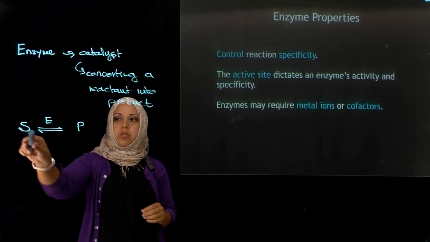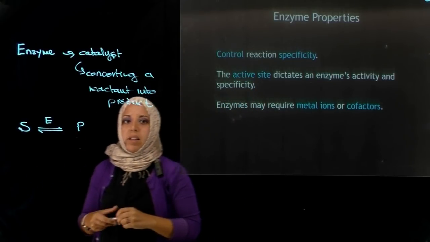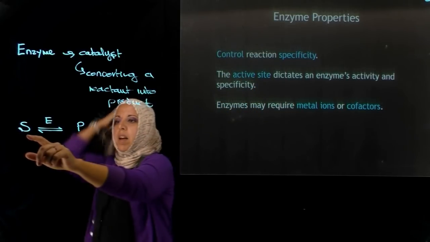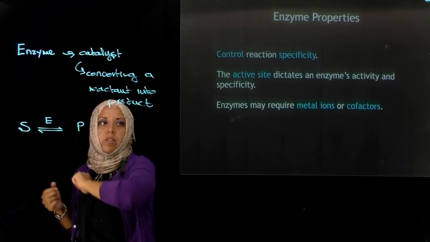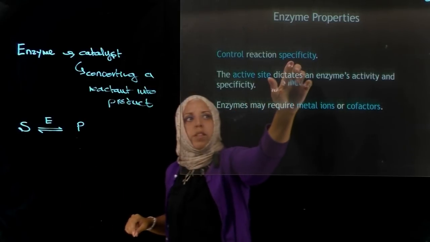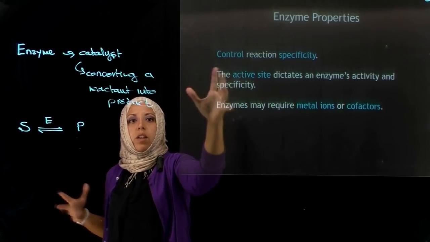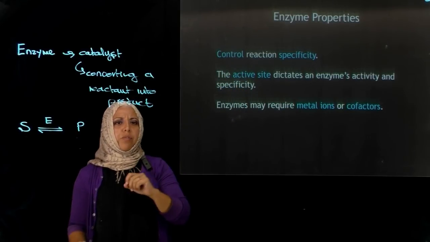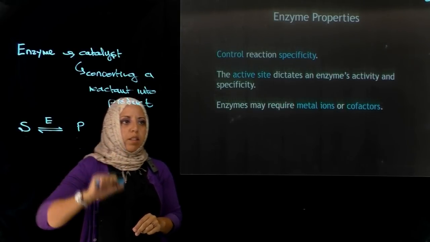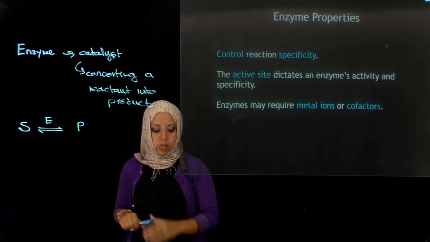Now, the substrate binds the enzyme at what we call its active site, and depending on properties within the active site of the enzyme, that dictates what type of substrates bind to the enzyme. That's what we also refer to as the specificity of an enzyme. Does it bind any type of substrate at its active site, or does it only bind specific types of substrates?